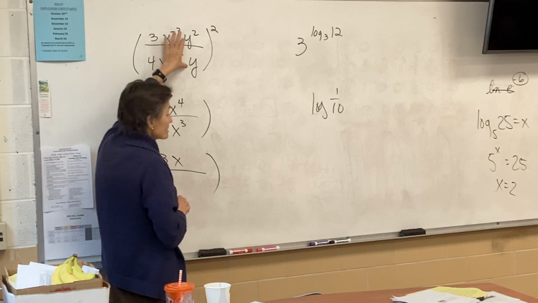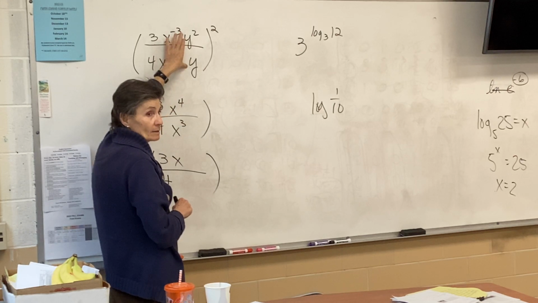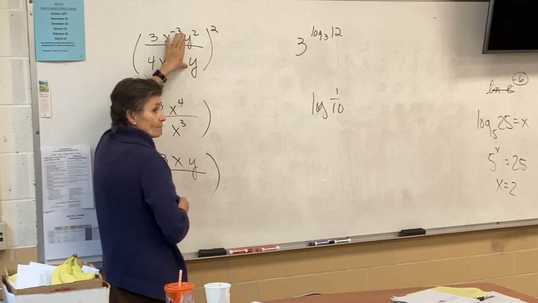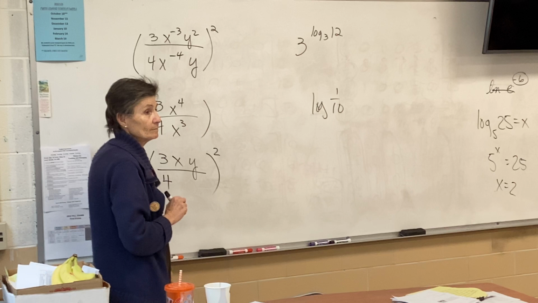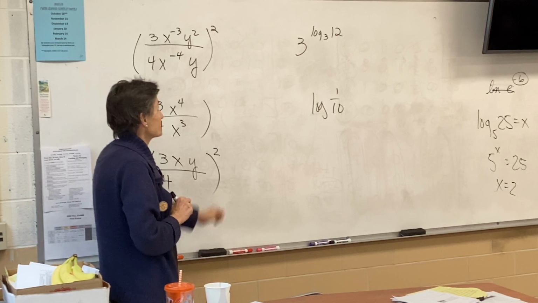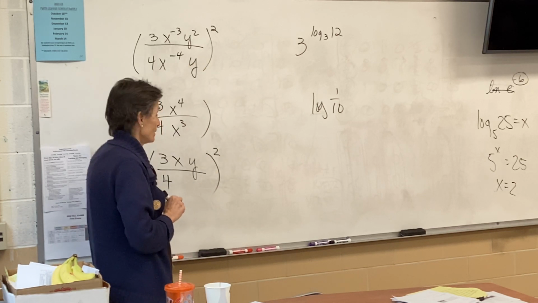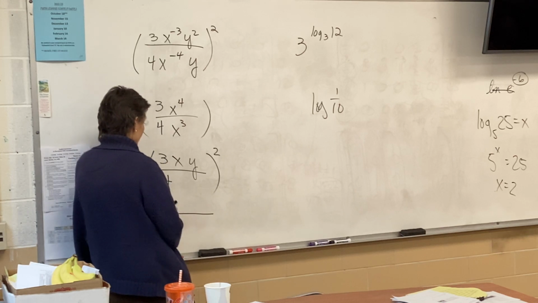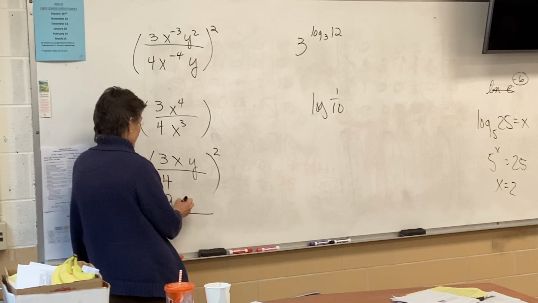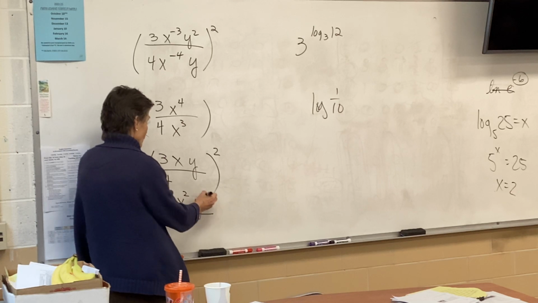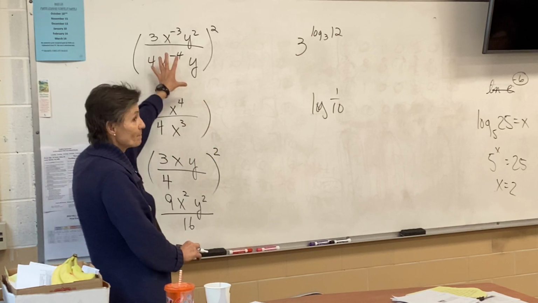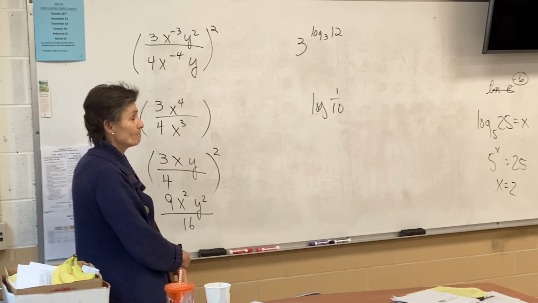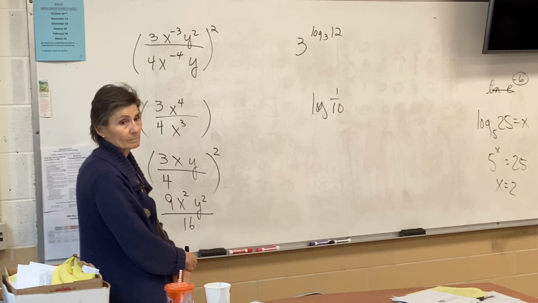What about the y's? Oh, we have the same thing, don't we? 1 extra y on the top. And we still have to square it because of the original 2. So now we square everything, so what have we got? 9 x squared y squared over 16. So it seemed scary, but one step at a time, not bad at all.